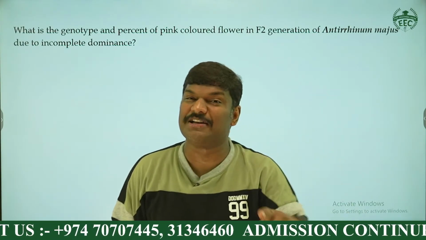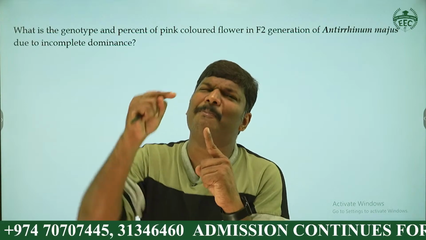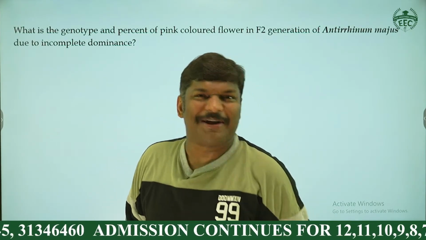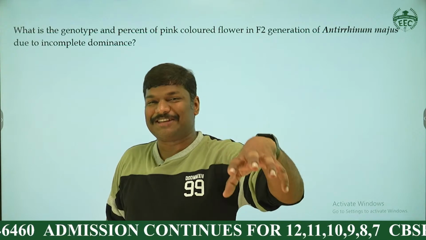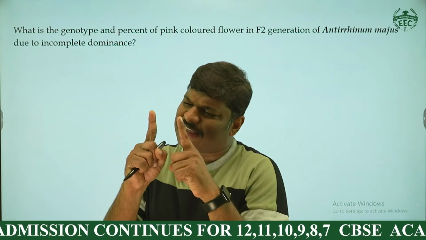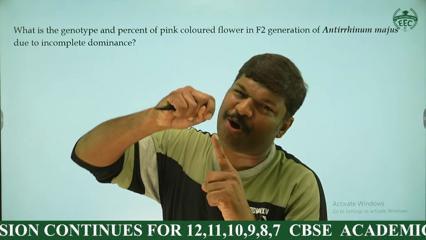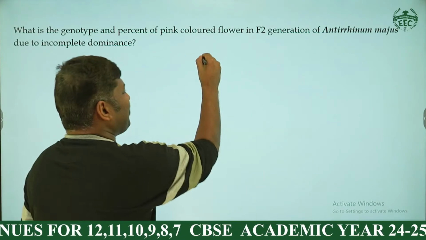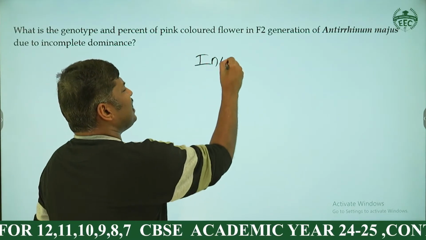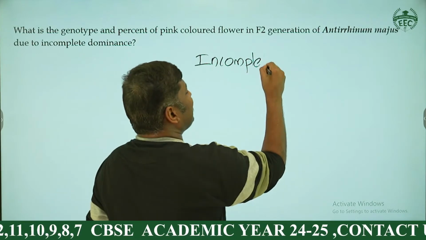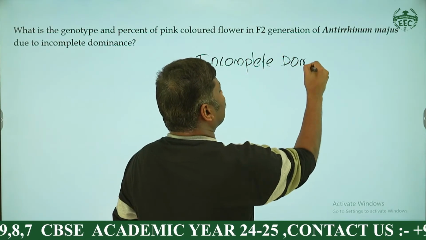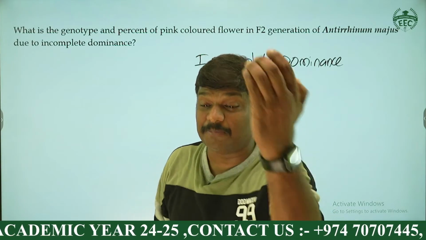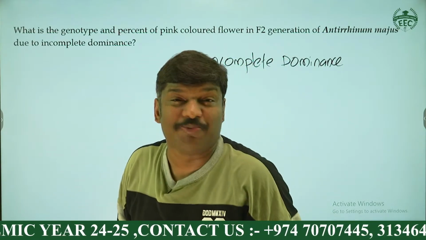And what is the law of dominance? One dominant allele can completely dominate over the recessive one. That is called the law of dominance. Mendel postulated that one dominant allele can completely dominate over the other one. But what happened actually? A phenomenon came, and you are very familiar with that. What is the phenomenon? Here you can see, it is called incomplete dominance. It's very important, my dear students, and that concept is very important.